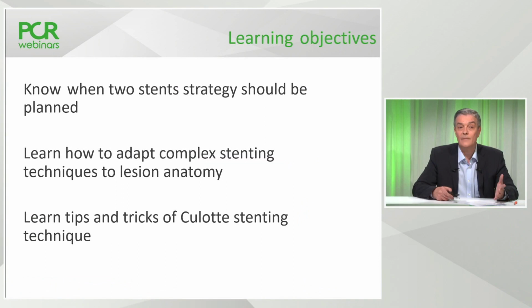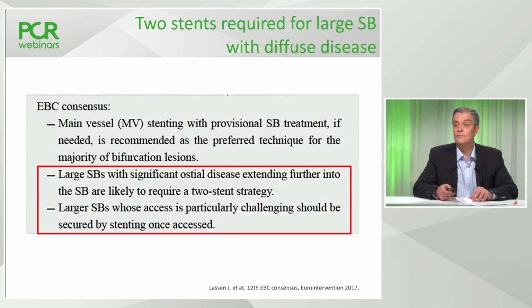Yeah, thanks. Today we will discuss, as main learning objectives, when we should select a two-stent strategy as a planned approach. Then we should learn how to adapt complex stenting techniques to lesion anatomy. And of course, with the two of you, we can really learn all the tips and tricks of the Culotte stenting technique. So Dave, after that study we published the EBC consensus document. Can you elaborate on what is today the indication for a planned two-stent strategy?